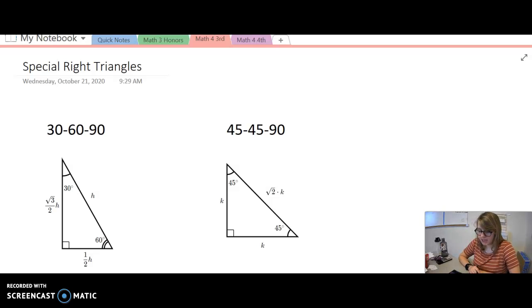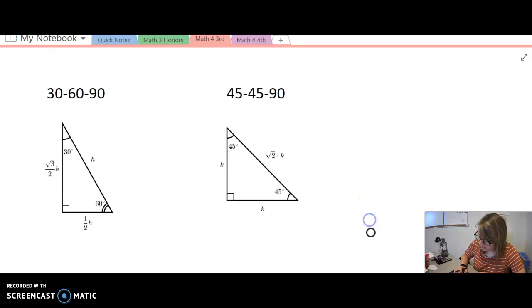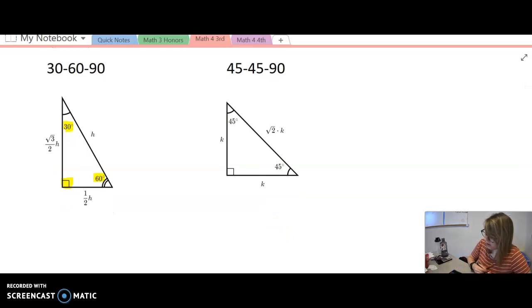We have a 30, 60, 90 triangle. And what that means is that we have a degree of 30 on one corner and 60 on another and then 90 as well. So we have 30, 60, and 90 right there. So the thing that we need to mark important about this is our ratios. So our side ratios are 1/2 h, which we get from here, and then square root of 3 over 2h, and then h as well. So that is my side ratios.